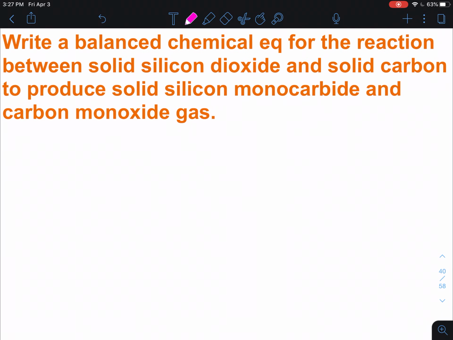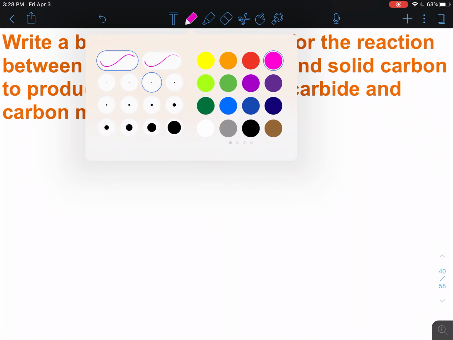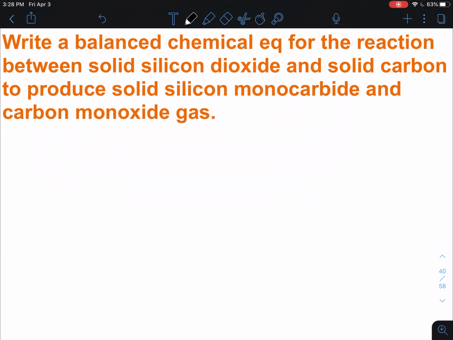Let's do another one. Write a balanced chemical equation for the reaction between solid silicon dioxide and solid carbon dioxide, or sorry, solid carbon, to produce solid silicon monocarbide and carbon monoxide. Okay, so let's take a look at what all we have to go back to chapter 9. We also have to understand the phases, and we're going to have to write a really nice skeleton reaction.